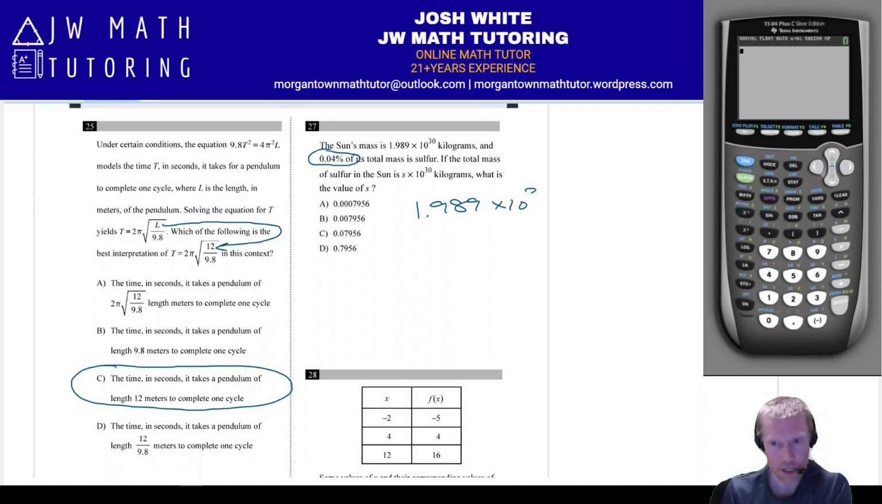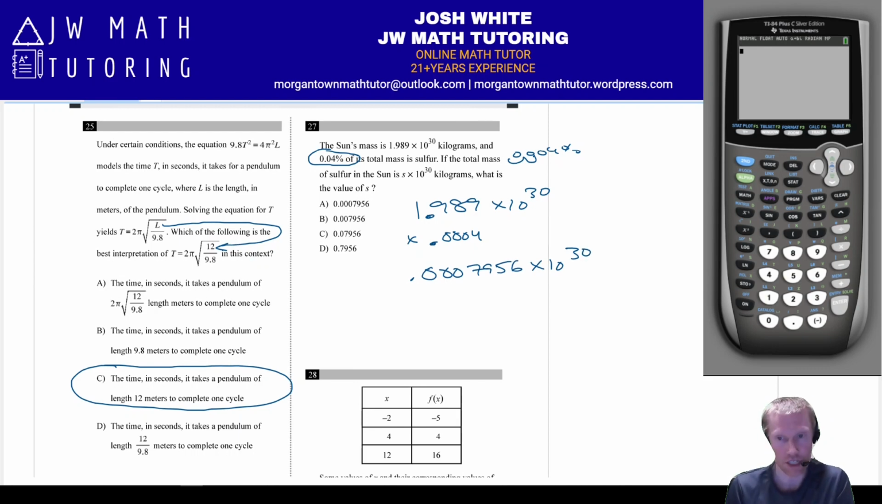It looks like this: you have 1.989 times 10 to the 30th. You multiply the 1.989 times 0.04%. But remember, to convert a percent to a decimal, you have to move the decimal place 2 places to the left. So the actual number you're multiplying by is 0.0004, not 0.04, but the decimal equivalent of 0.04%. When you do that on the calculator, you get 0.0007956, and then you just add on the scientific notation part, because we haven't changed or moved that. We've only multiplied these two values. So the correct answer is going to be letter A.